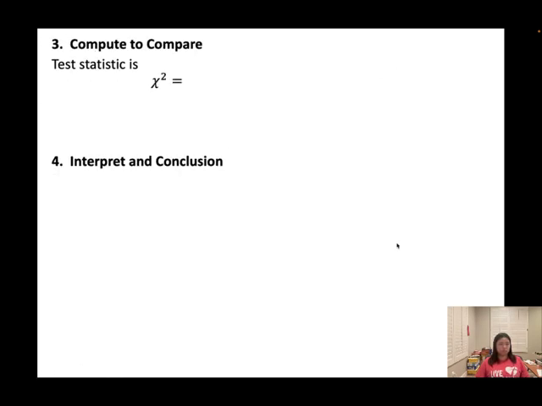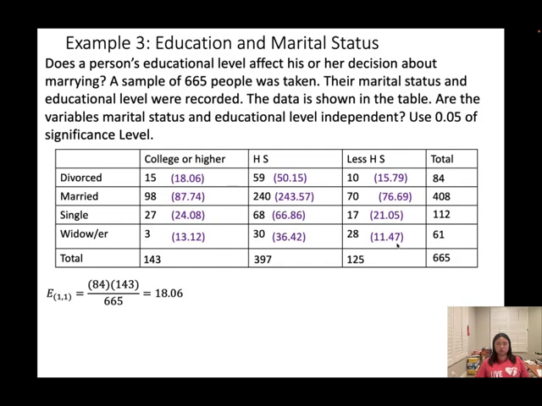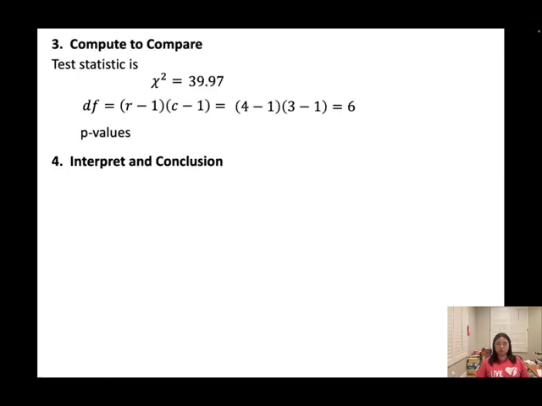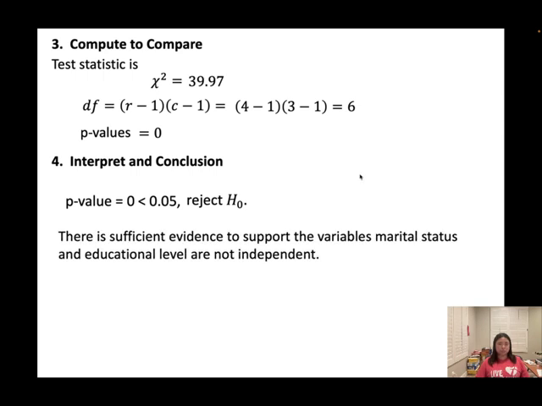Okay, test statistic, you should get 39.97. Degree of freedom, how many rows, how many columns here? So we have 1, 2, 3, 4. 4 rows, 3 columns. So that will be equal to 6. P-value, you're going to get 0. So compare with your significance level, you're going to reject. And then let's say there is sufficient evidence to support the variables marital status and educational level are not independent.